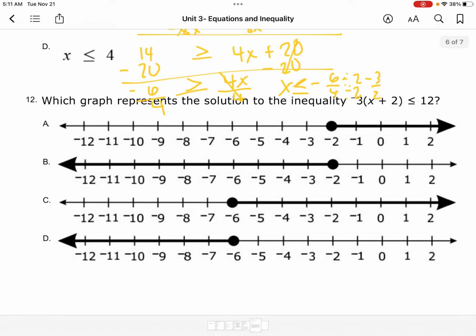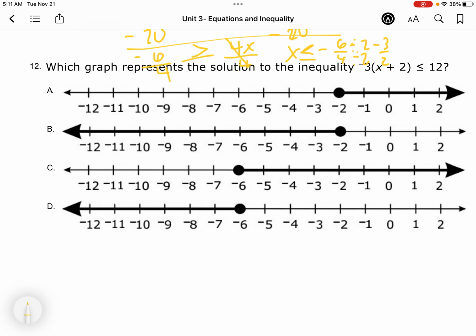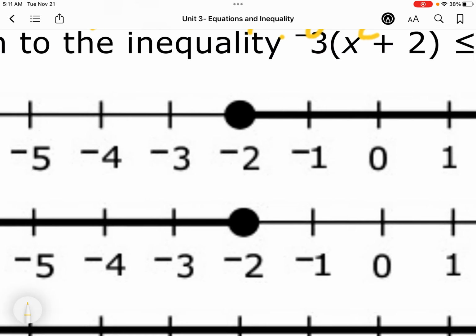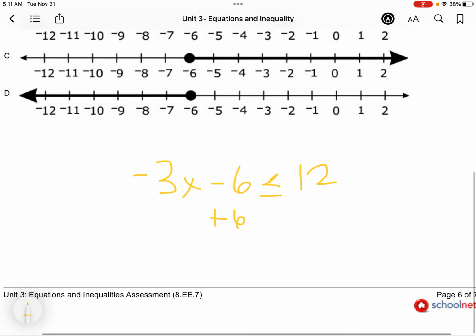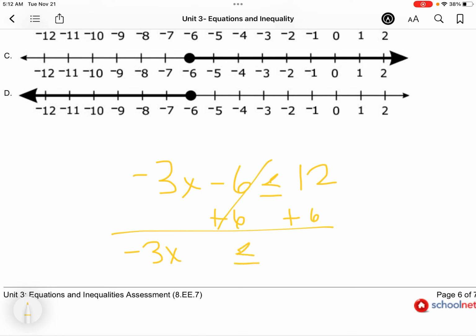Last one. I'm going to distribute, so I've got negative 3x minus 6 is less than or equal to 12. So I'm going to add 6 to each side. Negative 3x is less than or equal to 18. I'm going to divide by negative 3. X is less than or equal to negative 6.